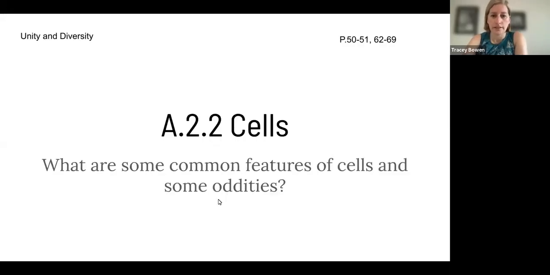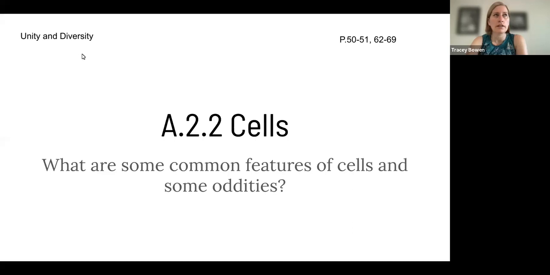All right, so today we are going to be talking about cells, and this is A2.2 in your textbooks, and we're going to be looking at what are some common features of cells and some oddities. So when we're looking through the slides for bio this year and next, you'll notice there's a heading here, and then often there are page numbers either here or in the top right corner of other slides.